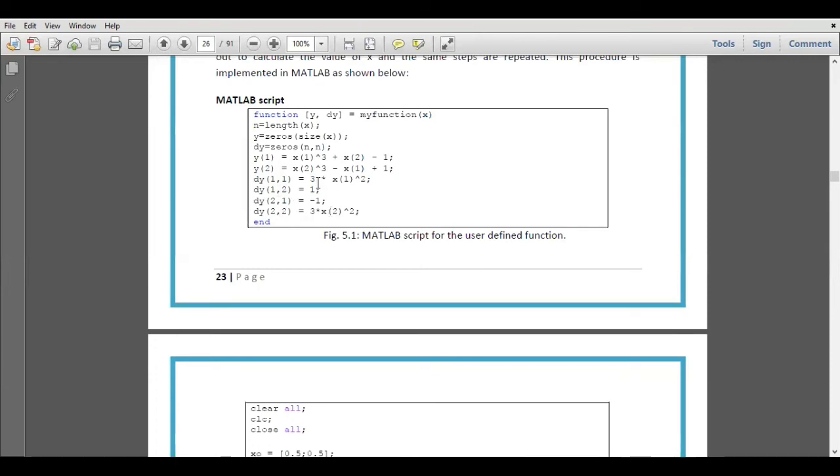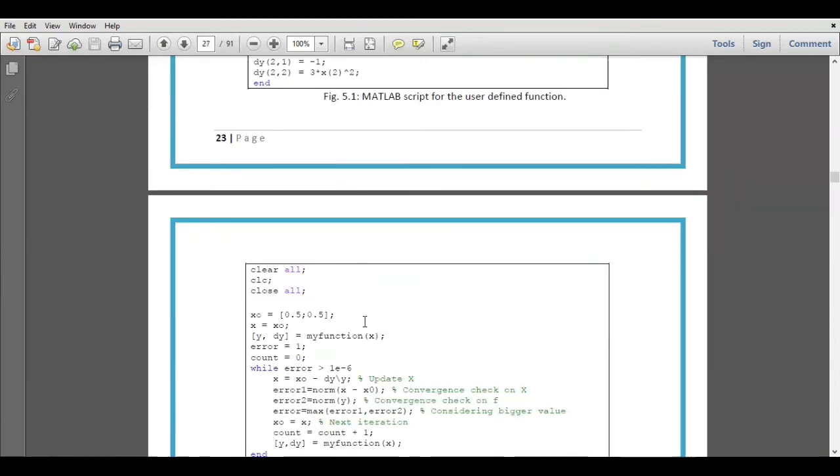and these are the elements of the Jacobian matrix. The derivative of this function with respect to x1 is given as this. The derivative of this function with respect to x2 is given as this. Similarly, the derivative of this function with respect to x1 is given as this, and the derivative of this function with respect to x2 is given as this.